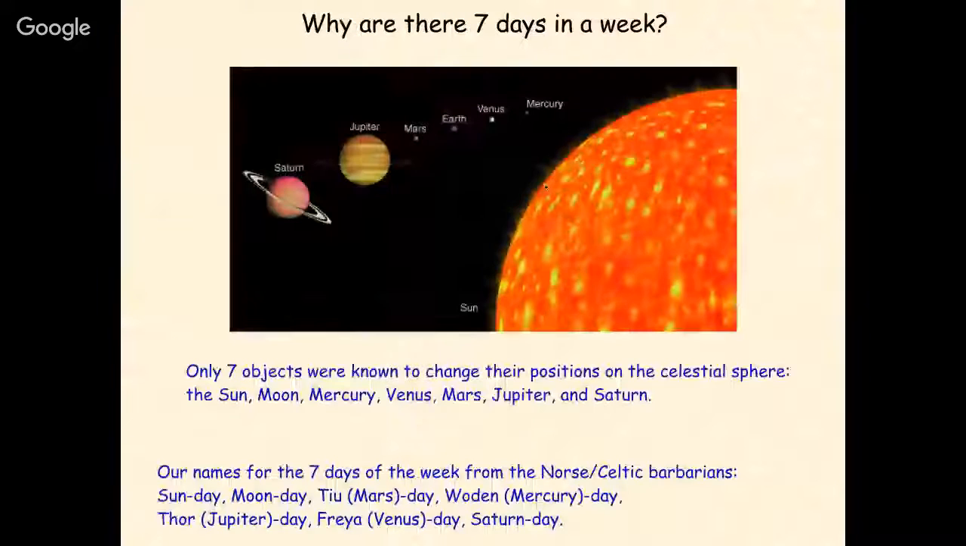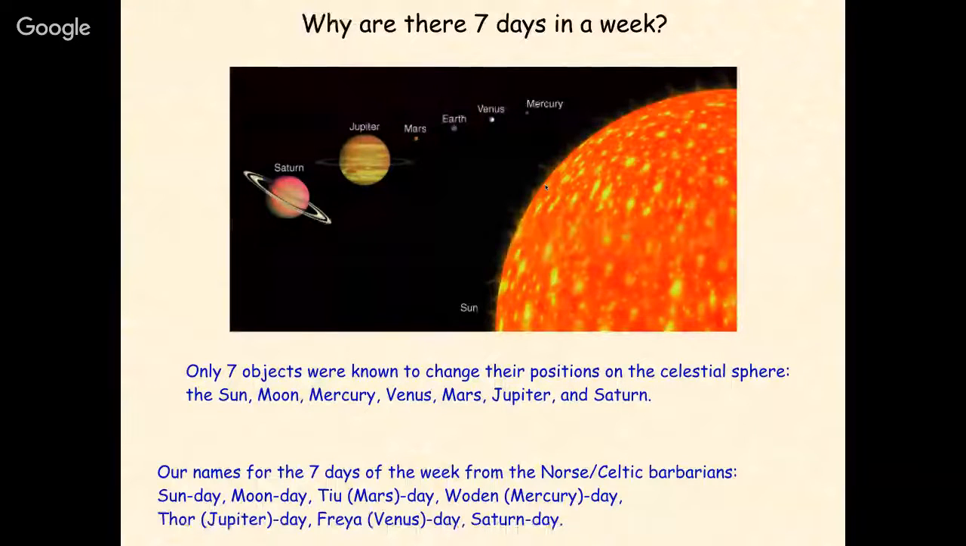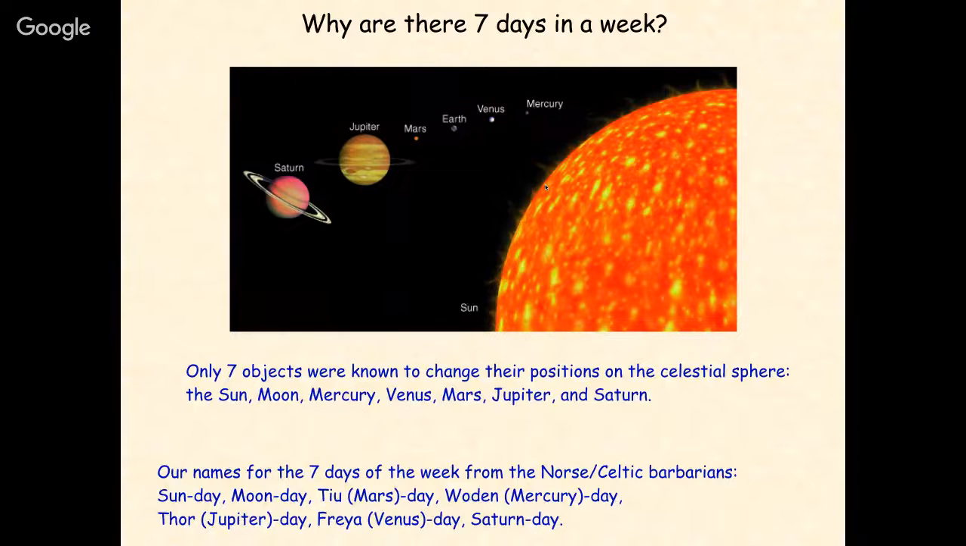So why are there 7 days in the week? We covered this in class. Our 7 days of the week actually come from the Norse Celtics. So each day of the week is named for an object that moved on the celestial sphere that was rare enough that you had to honor it with something. And so we have Sunday, Moon Day, Tuesday, Wednesday, Thor Day, Freya Day, and Saturday. So we covered that a little bit in class.